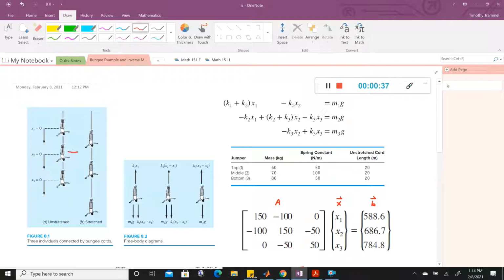Bungee jumper 2, their weight is only going to affect bungee cord 2 and bungee cord 1, and the weight of bungee jumper 1 will only impact the stretching of bungee cord 1. But the thing to note is the weight of bungee jumper 1, while it's only going to stretch this one here, because the top one stretches, it's going to move these 2 bungee jumpers down.